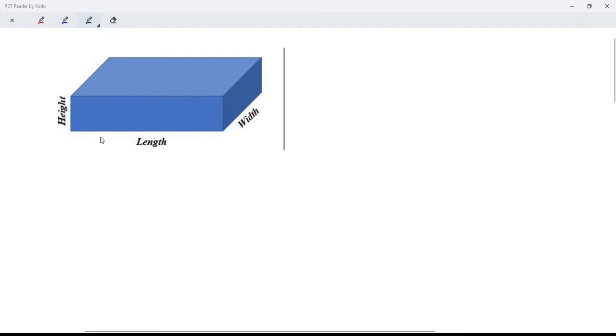But the formula for volume of a rectangular prism is length times width times height. And since we are multiplying, it doesn't matter what order you multiply these three numbers in, right? So let's say the length is 4, the height is 2, and the width, like how far it goes back into the page, you could think about, is 3.